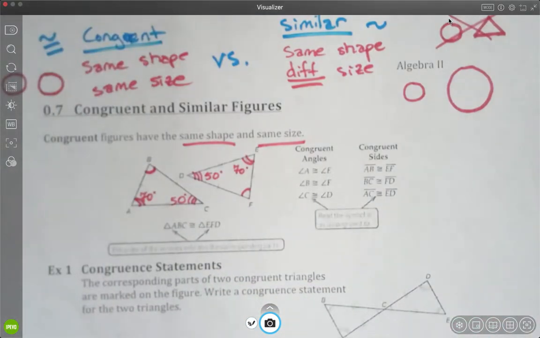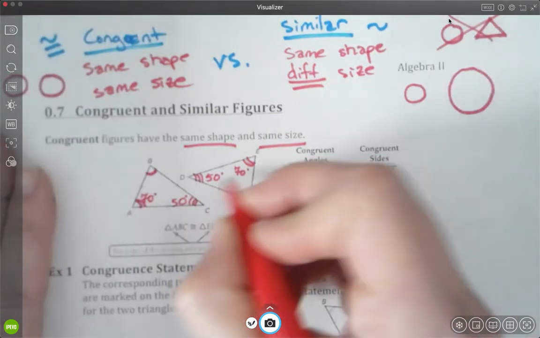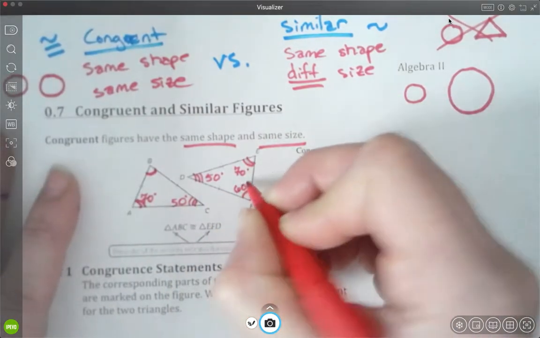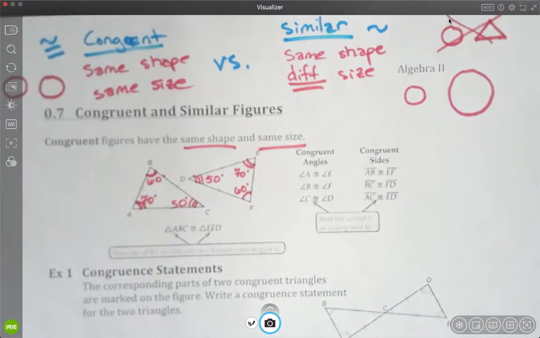How many degrees does F have to be? Do we know? 60. How do you know that? Your brain. What do they all have to add up to be? 180, right? Okay, so 50 and 70 is 120, so that means 60 degrees is what this one is, and they both have to be 60s, yeah?